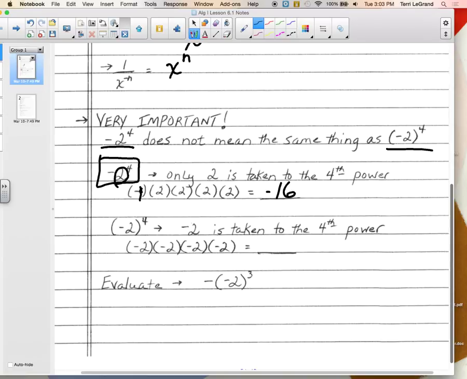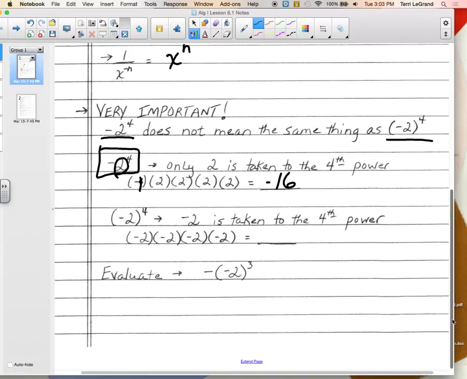Well, what happens when we have negative 2 to the 4th power and it's in parentheses? Now it is saying, here's your base. It's negative 2. This is what's going to get multiplied times itself 4 times. What's negative 2 times negative 2? 4. 4 times negative 2. Negative 8. Negative 8, and negative 8 times negative 2. Positive 16. There's a difference, isn't there?